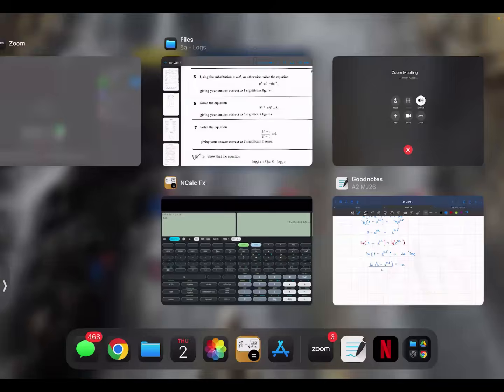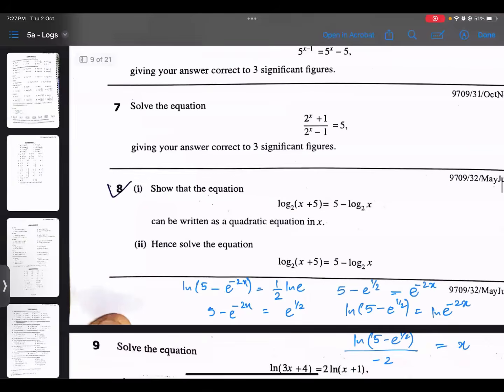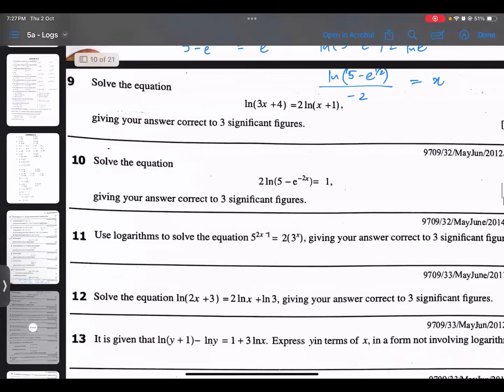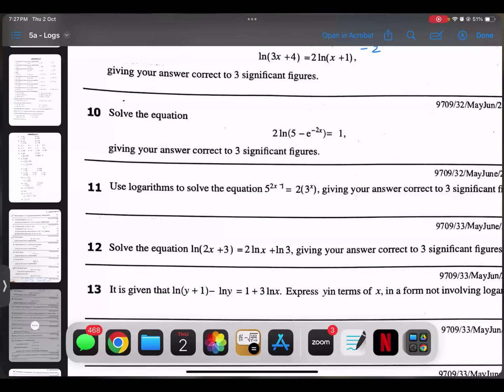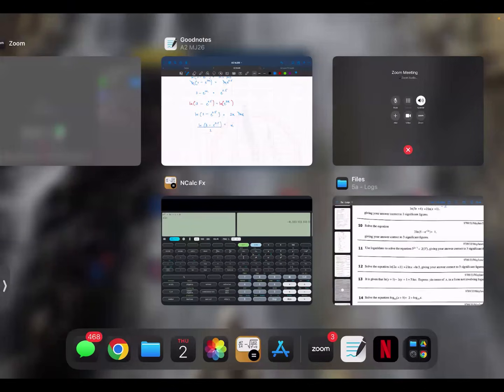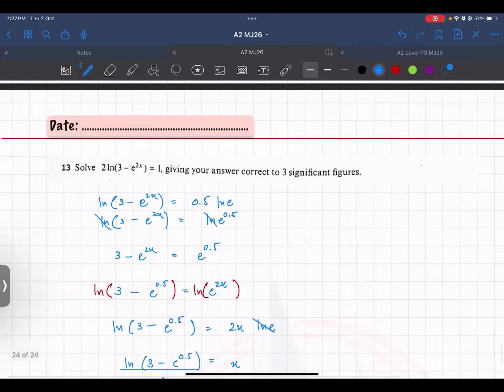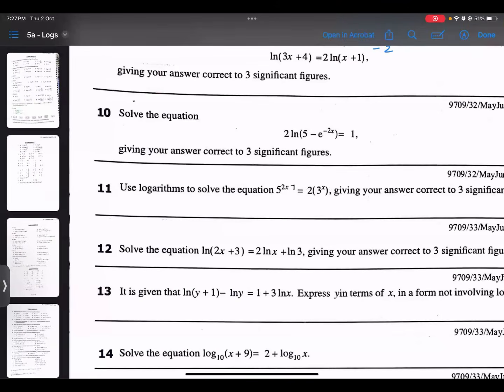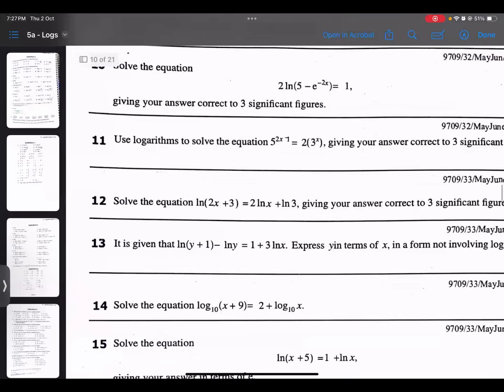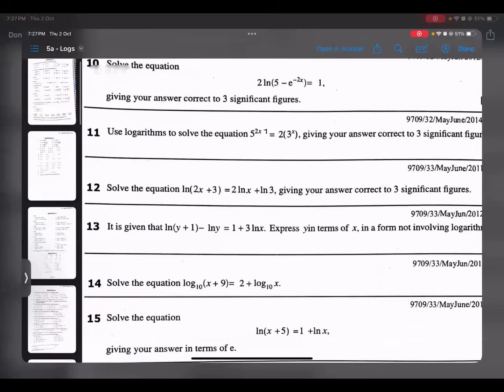Okay. Let's do some questions from the past papers. Look, similar question. Question number 10 is the same as this one: 2 ln 5 minus e. Only the difference, I think, is of the power. Yes, e power minus 2x, and over here we have plus 2x. Otherwise, it's the same. Look at this one. Question number 11 is more interesting.